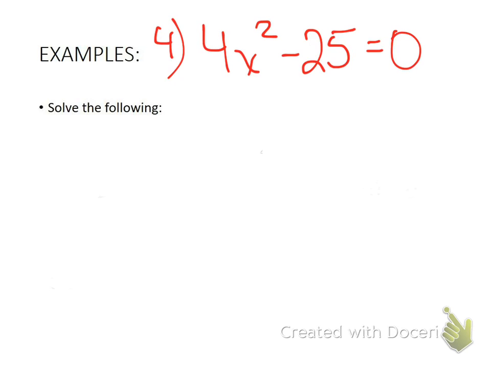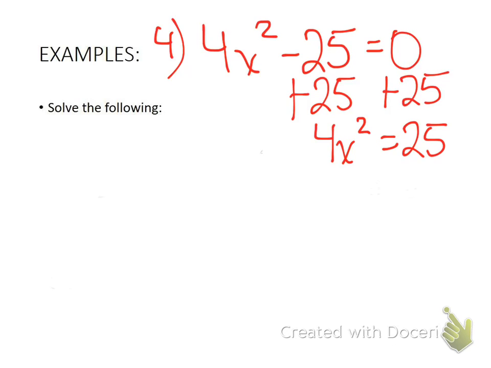Okay, number 4. I rewrote it towards the top so I've got room to show my work. Somebody I have not heard from yet, help me out with how I should get x by itself. Or I can start picking on people. Keaton, what should I do? Add 25 to both sides. I like it. That gives us 4x squared equals 25.